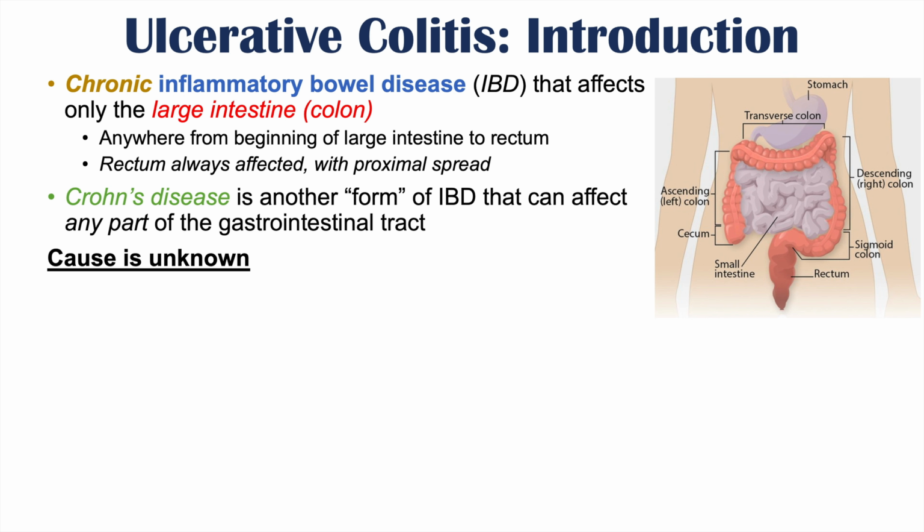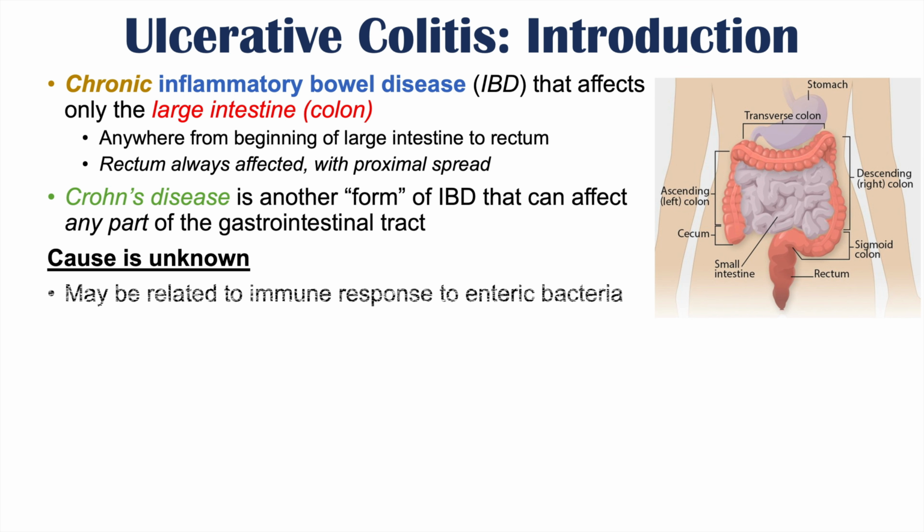Now, the cause of ulcerative colitis is unknown, but it's believed that it is related to an immune response to enteric bacteria. So, bacteria within your large intestine, for whatever reason, there is an immune response to those bacteria in susceptible individuals. Certain individuals have an immune response to certain bacteria in the large intestine, predisposing an individual to ulcerative colitis.